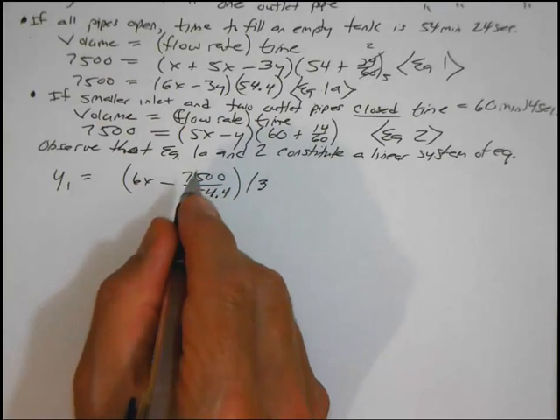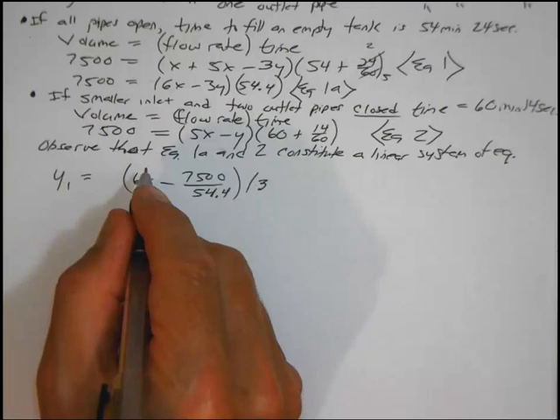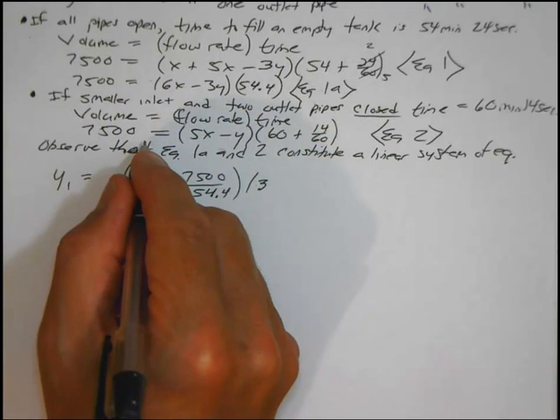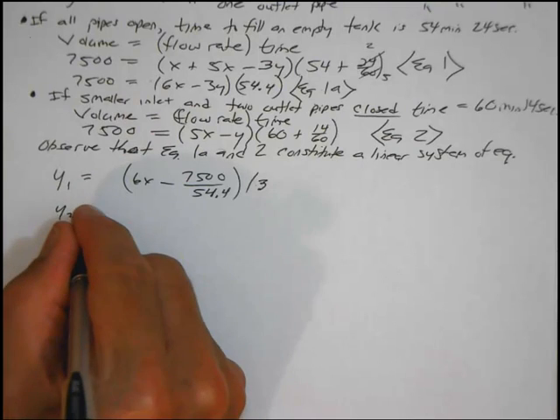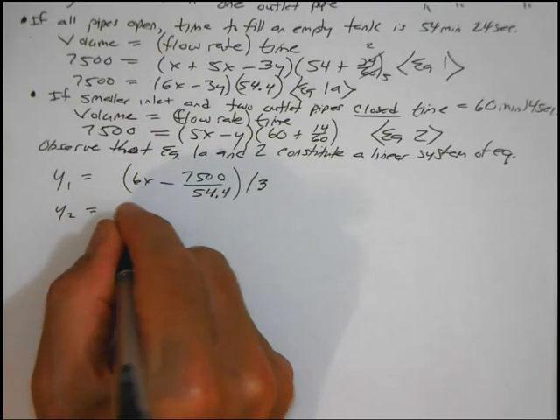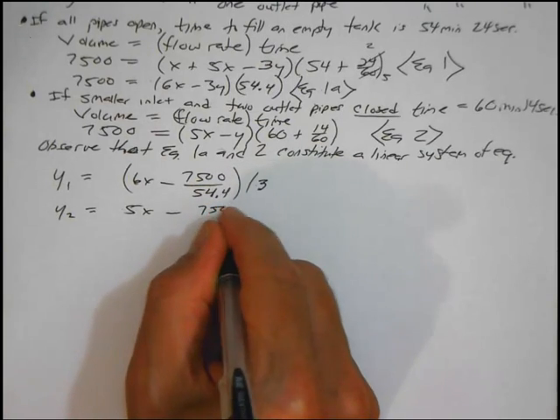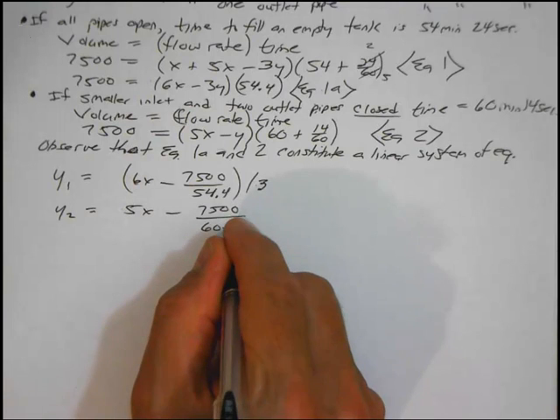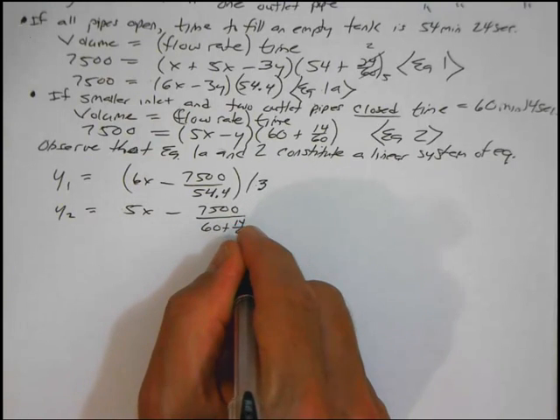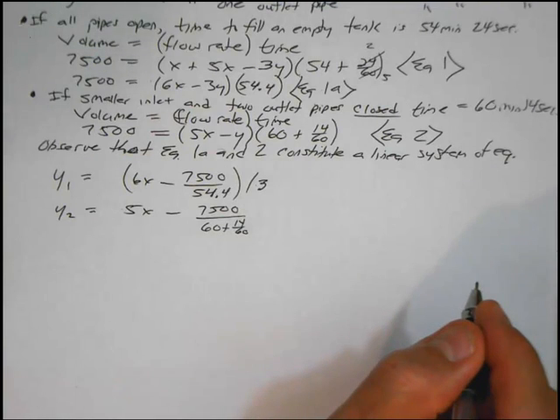In the second equation's case, solve for y here. Alright, divide both sides by the 60 plus 14/60ths. Subtract 5x. Multiply both sides by -1. Y sub 2 could equal 5x minus 7,500 over 60 plus 14 over 60. Okay, looks like it's time to go to the calculator.